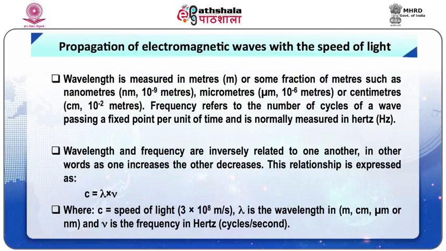Wavelength and frequency are inversely related to each other. In other words, as one increases, the other decreases. This relationship is expressed by C = λν, where C is the speed of light, which is 3 × 10^8 meters per second.